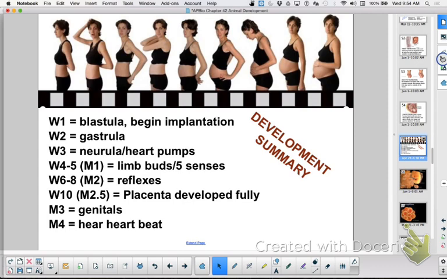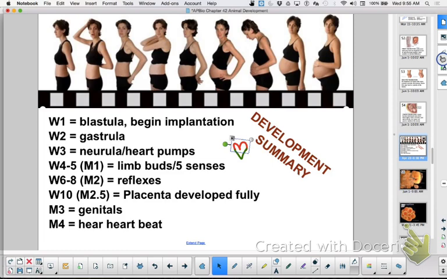And the way I remember this is if you go number 2, you might have a little gas. I know it's gross, but you'll always remember it. Week 3 is the neurula stage and the heart pumps. And the way I remember that is if you take this 3 and you turn it sideways, that would be a cursive N for neurula, and you can turn it into a heart. Okay, week 3, the neurula, and the heart begins to pump.